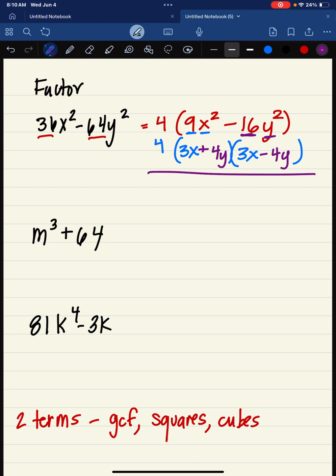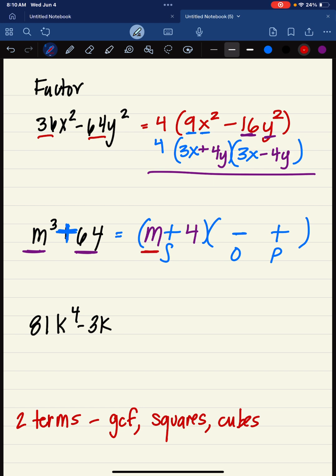When I look at this second one, I recognize it to be cubes, because 64 is a cube and m cubed is a cube. So remember cubes, I'm going to start with SOP. Same sign as this one, same sign, opposite sign, plus. Okay, the number cubed that makes m cubed would be m, and the number that cubed makes 64 would be 4. So that's my second step.